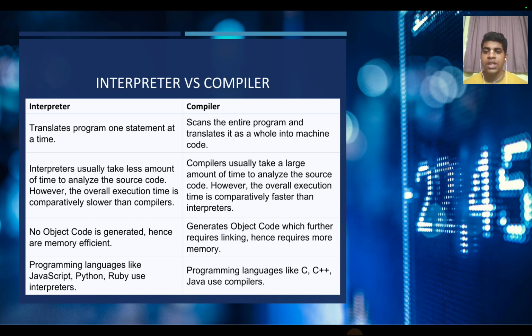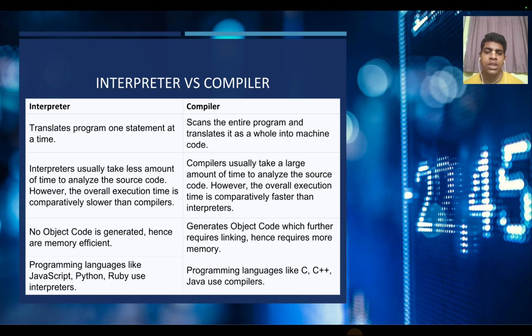Interpreters usually take less time to analyze the source code. Because interpreters execute the code line by line, it takes less time to analyze, but the overall execution time is comparatively slower than compilers because it goes line by line, and wherever there is an error it will stop.